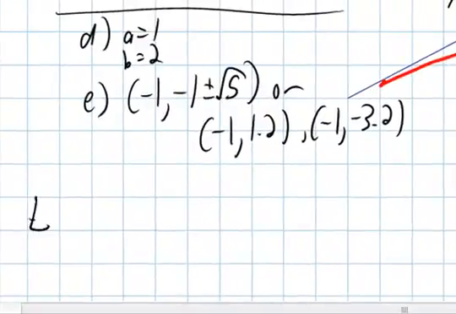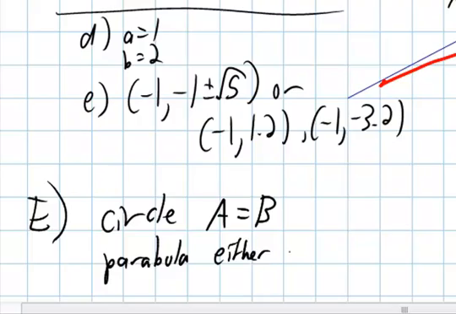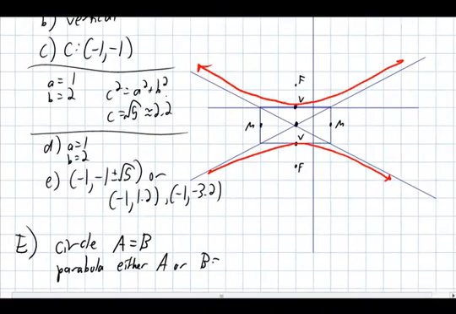Now if we look at the big part E, it says analyze the different equations you graphed. What is the relationship between the coefficients A and B of the general equation, which gives a circle, a parabola, an ellipse, and a hyperbola? Well, for a circle, we know that A is equal to B. For a parabola, we know that either A or B equals 0.